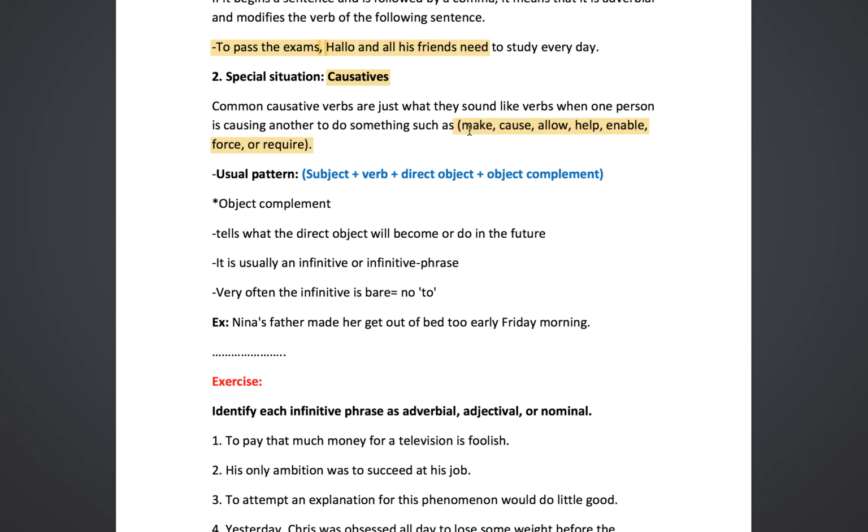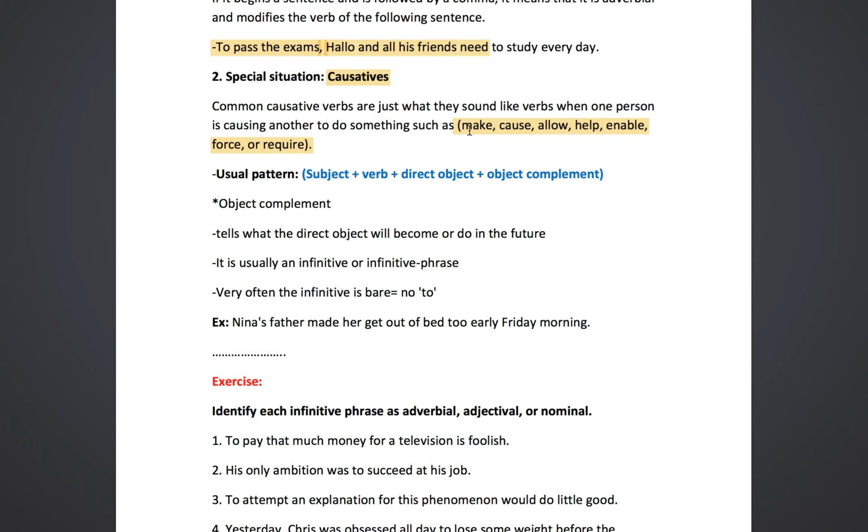Why are they causatives? Because they complete the object of a sentence. They complete the meaning of the object and tell us what the object is going to do in the future or how it works. So here we have the pattern: subject, verb, direct object, and object complement.